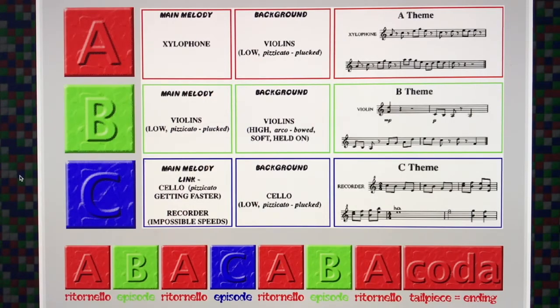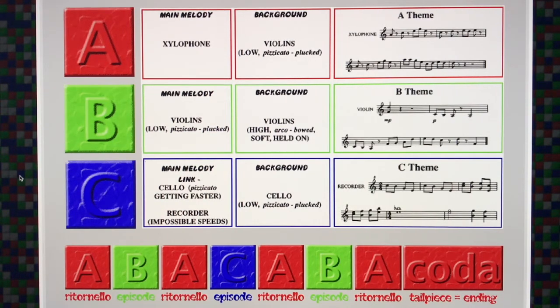So this is mini rondo. This is a guide that will tell you what's happening in each section. So for the A section, the main melody is played on the xylophone, and the music for it is there as well, of the A theme. And then I've given you a description of what I've put in the background. So there are violins, they are low pitched, and they are played pizzicato, which is the Italian word for plucked.